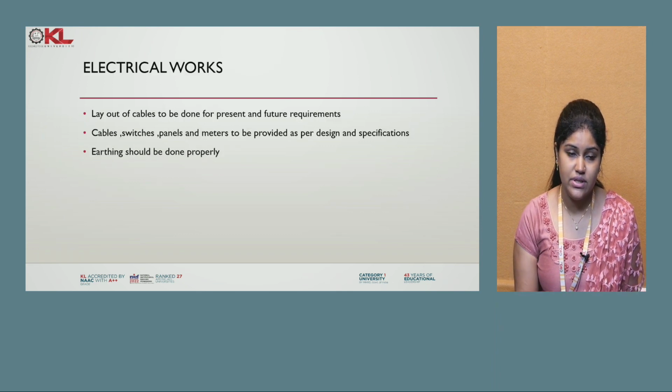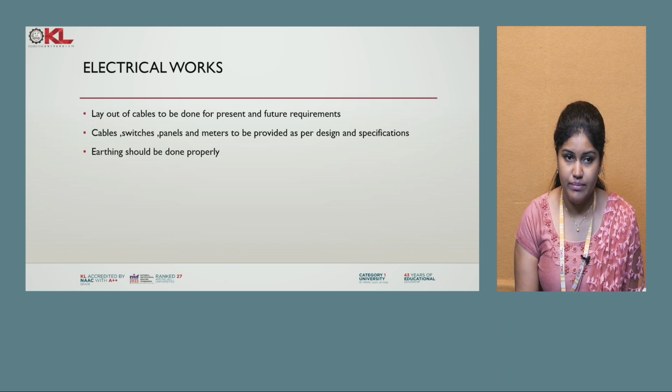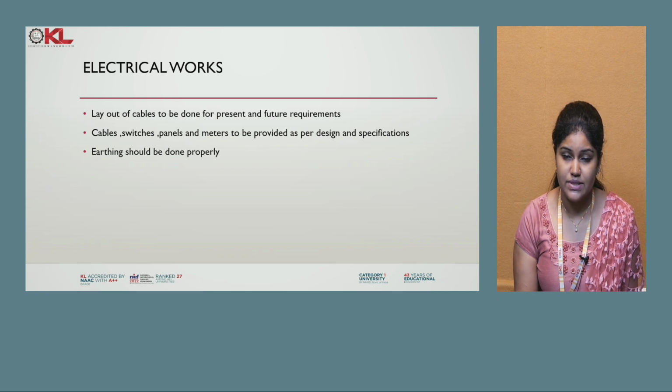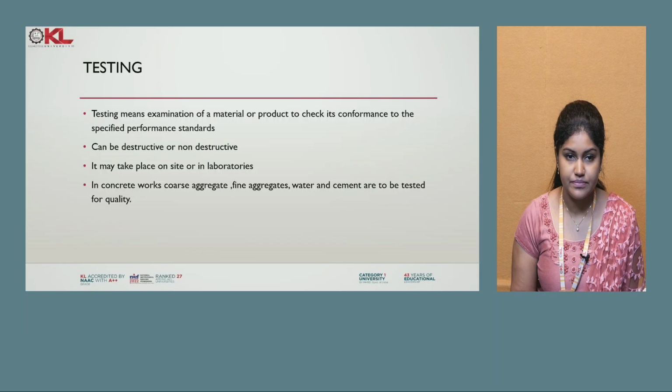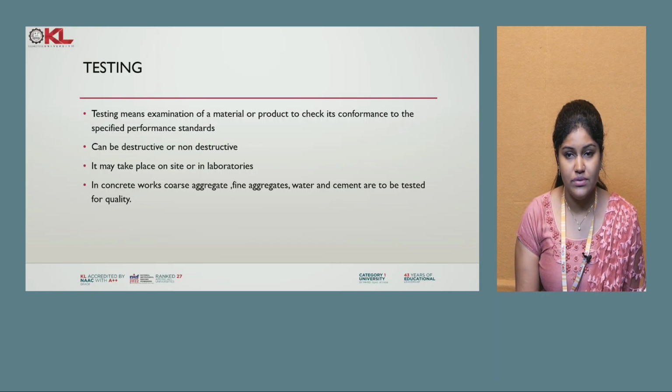Coming to the electrical works, layout of cables to be done for present and future requirements. Cables, switches, panels and meters to be provided as per design and specification. Earthing should be done properly. So these are the things to be done in the electrical works. So these are the inspection things coming under different construction sites.